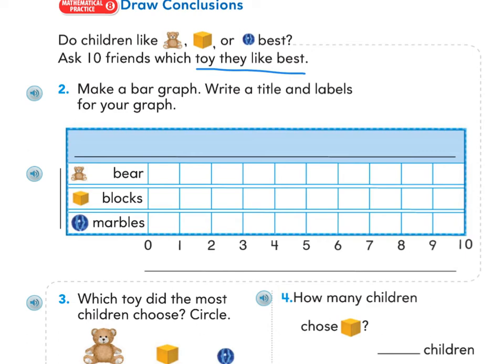Once you've done your labels, now you do need to go ask some people at your house, do they like bears, blocks, or marbles best? Now, they can either just choose one choice if you have a lot of people at your house, or if you don't have a lot of people at your house, I would go ahead and have them pick their top 2 favorites. So between bears, blocks, and marbles, which 2 are their favorite? Okay, and then go ahead and record your data. How many bears, how many blocks, how many marbles. And after you've made your graph, then you can come answer these questions.